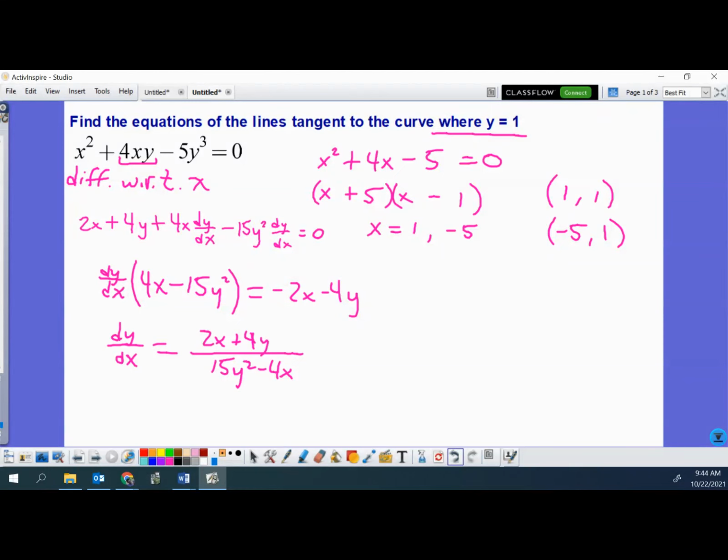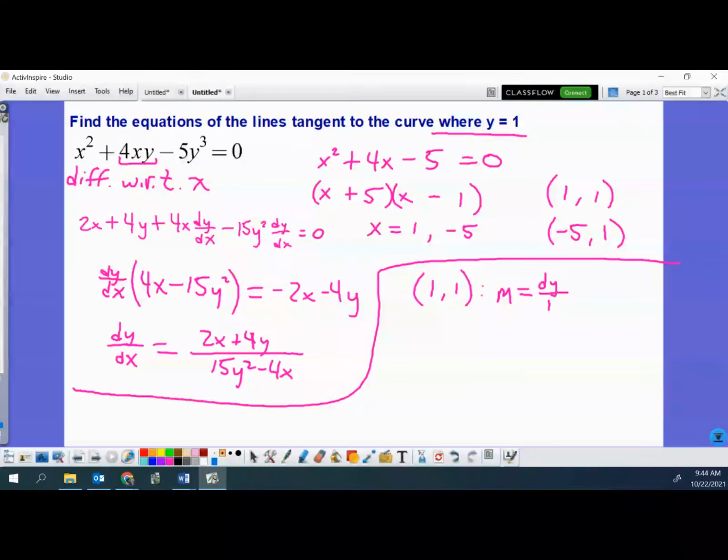So we're going to have 2 tangent lines, 1 for each point. I'm just going to do each one separately here. For (1, 1), my slope, m, is going to equal the derivative dy/dx when I plug in (1, 1). And what is that? Well, I'm plugging 1 in for x and y in that fraction.